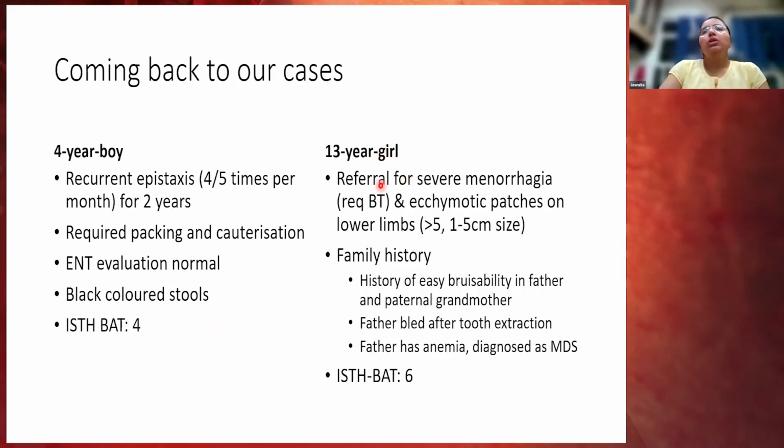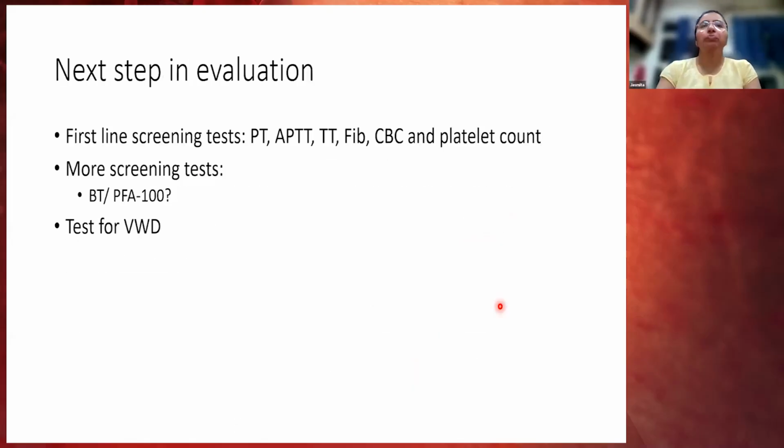And for the 13-year-old girl who was referred for severe menorrhagia, now we asked the history, so it turns out that she has required a blood transfusion and has ecchymotic patches which are over 1 to 5 centimeter size. So that is a score of 2. So she comes on to a score of 6. And as I had discussed earlier, the family history suggests an autosomal dominant pattern. So what is the next step in evaluation?